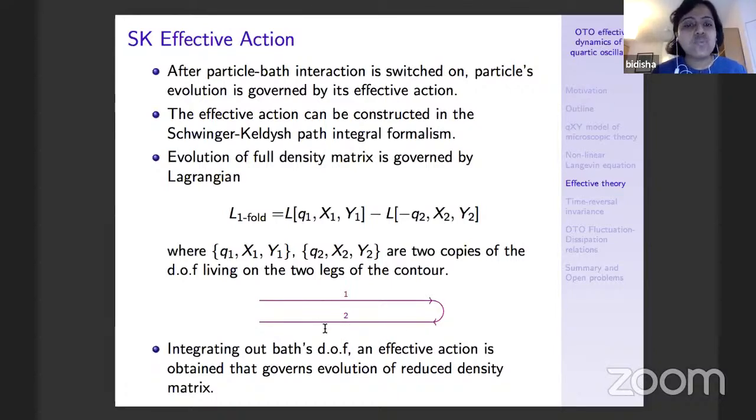So there have to be two copies living on these two legs of the Schwinger-Keldysh contour. That's why there is a doubling of degrees of freedom, because you are studying the evolution of a density matrix and not just a single state. So this is the microscopic Lagrangian, and we start, in the microscopic theory, with two copies of it, given some initial density matrix. Then we integrate over the X, Y degrees of freedom, which are bath degrees of freedom. That way, we get the effective action for Q, or the corresponding reduced density matrix for the particle.